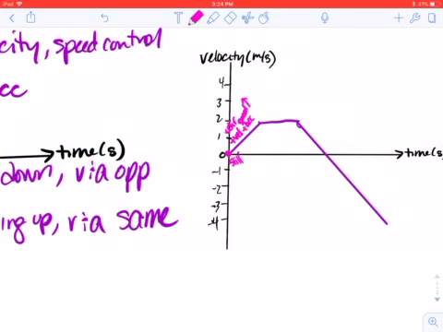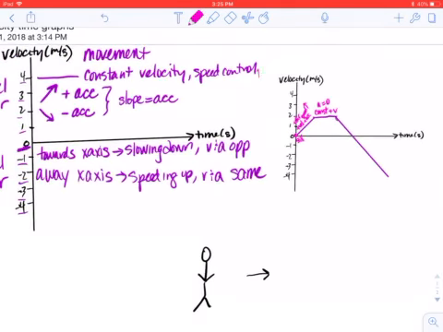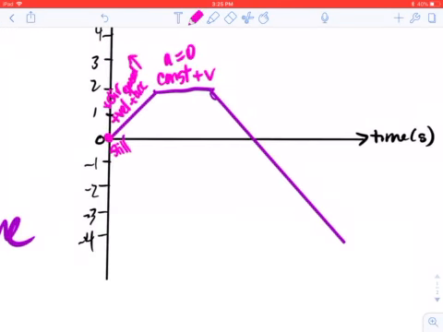Here I have a horizontal line, so I have constant positive velocity because I'm above the x-axis. So I have my cruise control on, going like 2 meters per second constantly. Doesn't mean I'm still. I'm moving at 2 meters per second constantly. Also, my acceleration is 0. Slope of a horizontal line equals 0. I probably should have put that over here. Acceleration equals 0. All right.